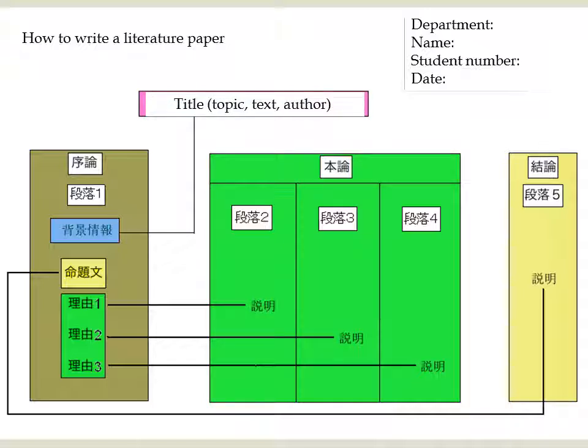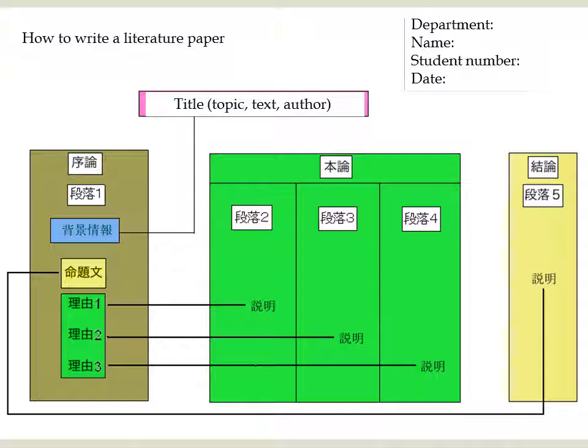Now, the title can be different types of title, but in a literature paper, the usual way of having a title is that it's the topic, the text, and the author. So it could be Marriage in Jane Eyre by Charlotte Bronte, for example. Okay?